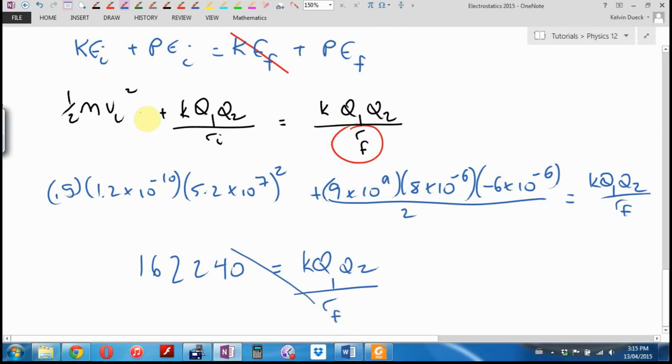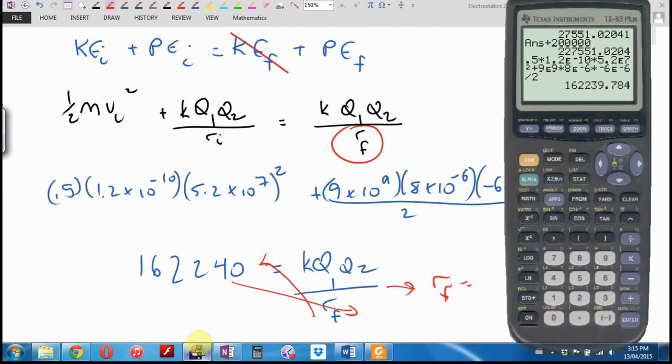That's going to end up there. That's going to end up there. For what it's worth, this is going to be bad. 9 times 10. Yeah, I'm getting a negative radius when I put the negative charge in, so I've made up bad numbers.